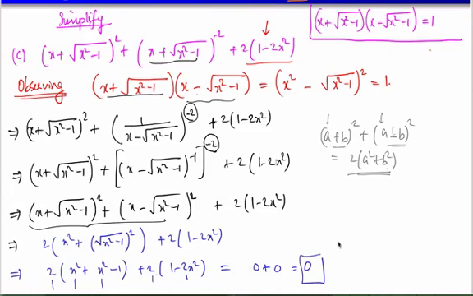Just go through the solution and see if you have understood everything. Take some time, understand. I am putting this on pause, pause the video and try to understand what steps we have gone through. Let us go to the next problem.